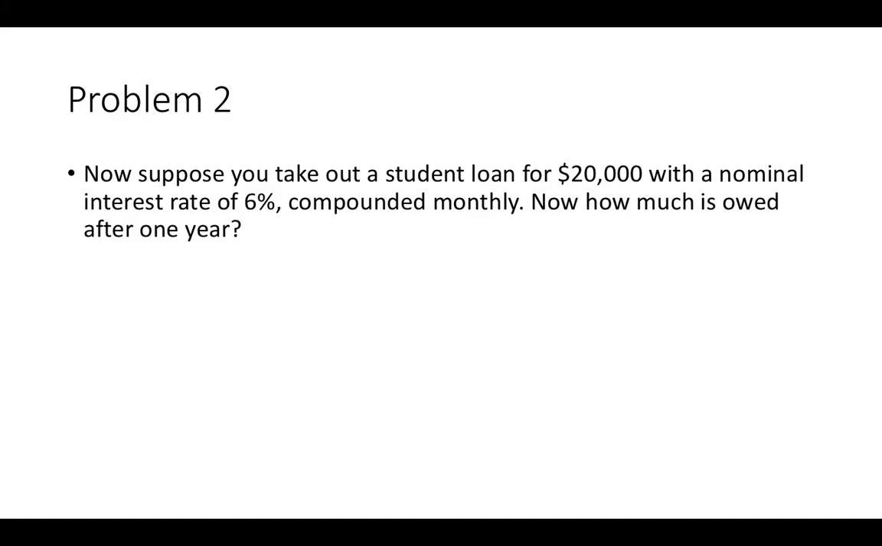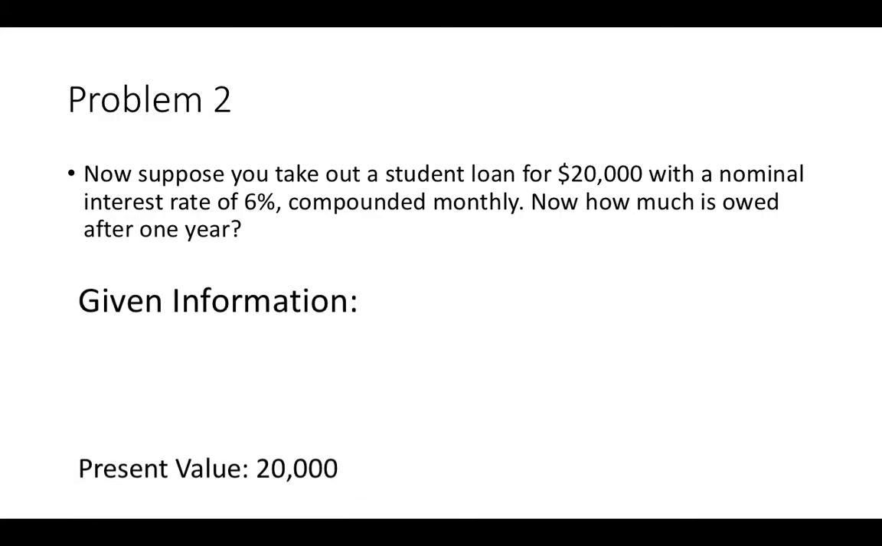So let's go over a slightly similar problem. Almost all of the parameters given in the problem are going to be the same, except for one. The question reads, now suppose you take out a student loan for $20,000 with a nominal interest rate of 6% compounded monthly. How much is owed after 1 year?